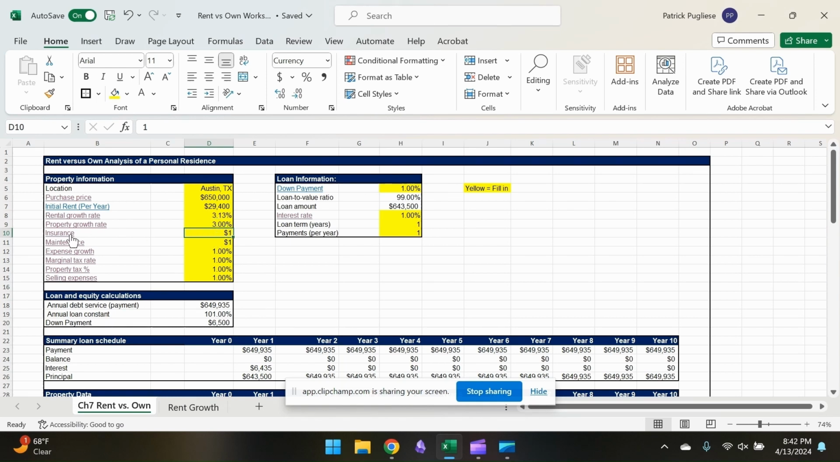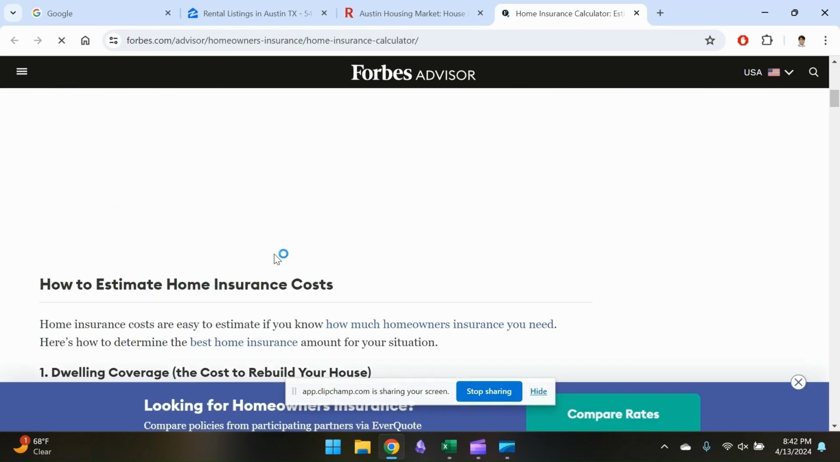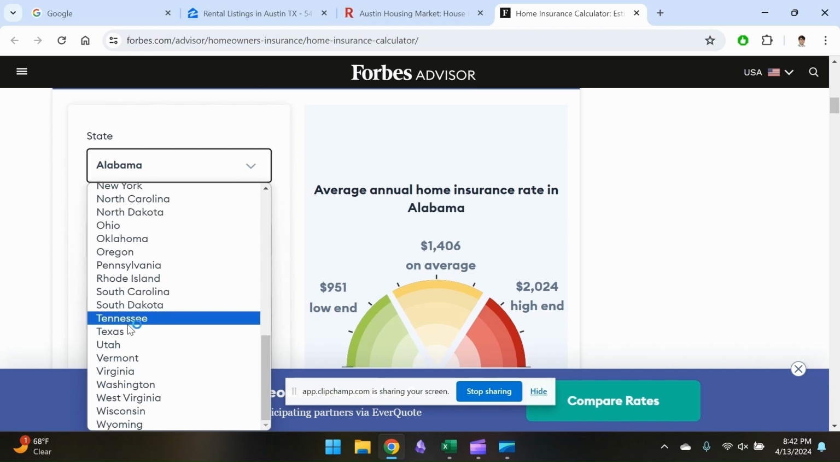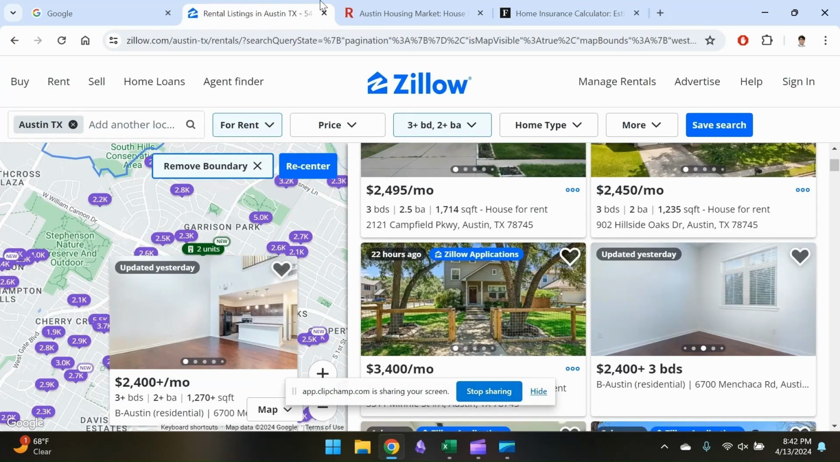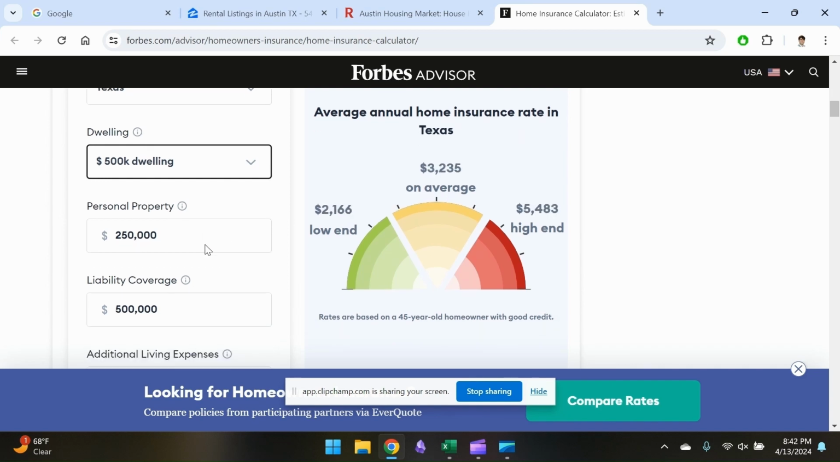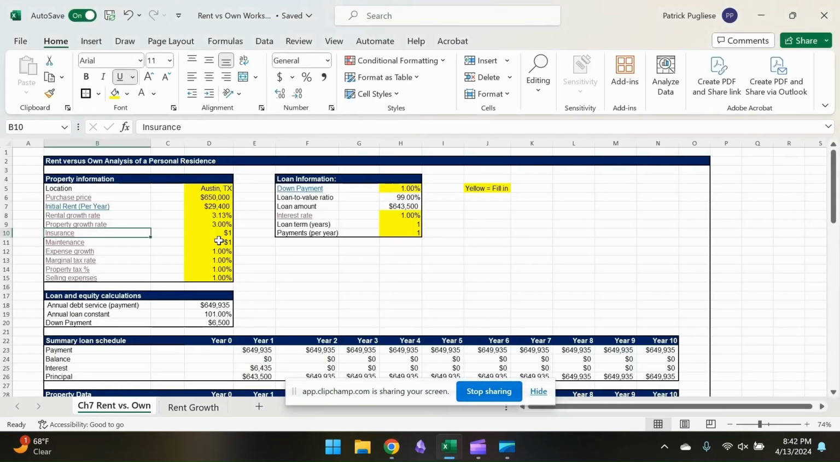To calculate our insurance costs, we can use this home insurance calculator. We'll go to Texas and find the average. It's going to be a $650,000 property. The average is going to be $3,200, the high end $5,400. Let's split the difference between these two to be on the safer side, and say it's about $4,000 a year for insurance.